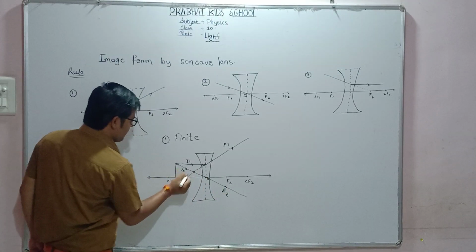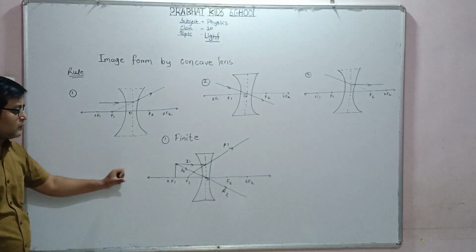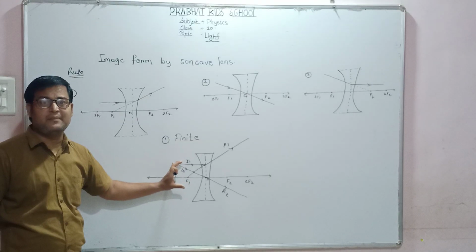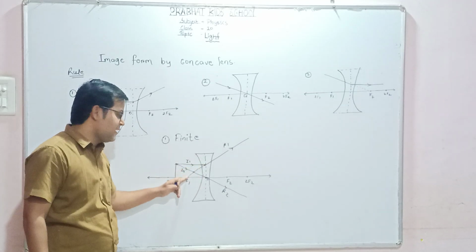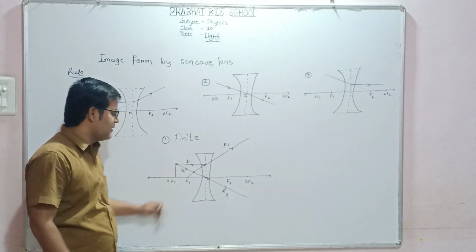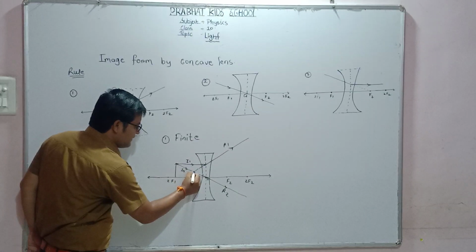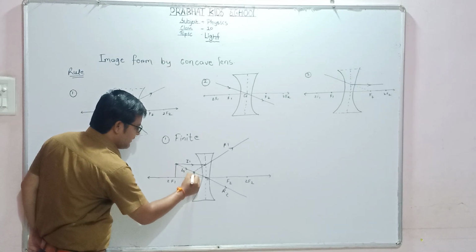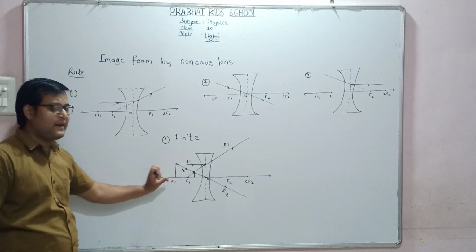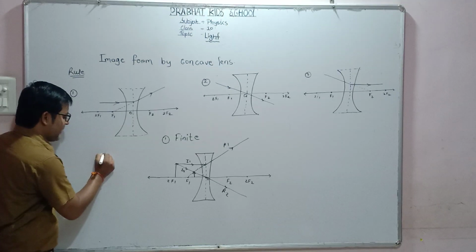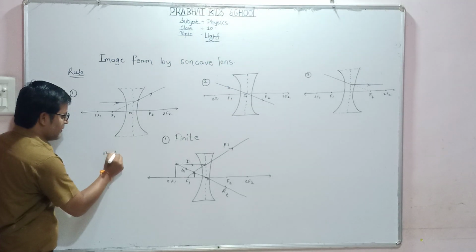Incident 2. So dear student, these two rays do not really meet. They appear to meet. See, this appears to meet and this also appears to meet. So the image is always formed between F1 and O. And the image is virtual, erect and diminished.